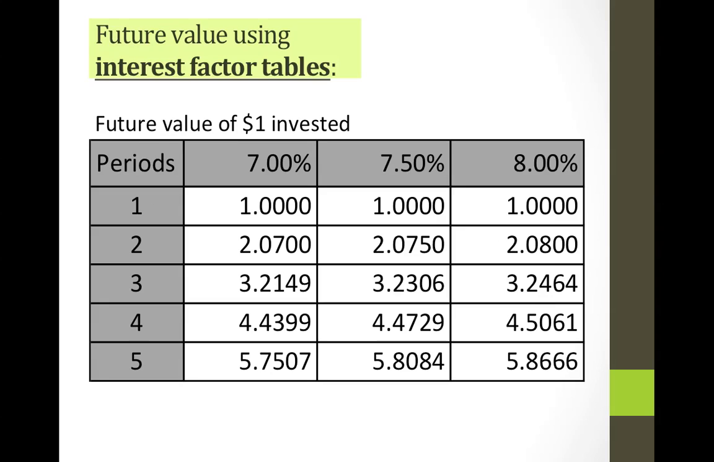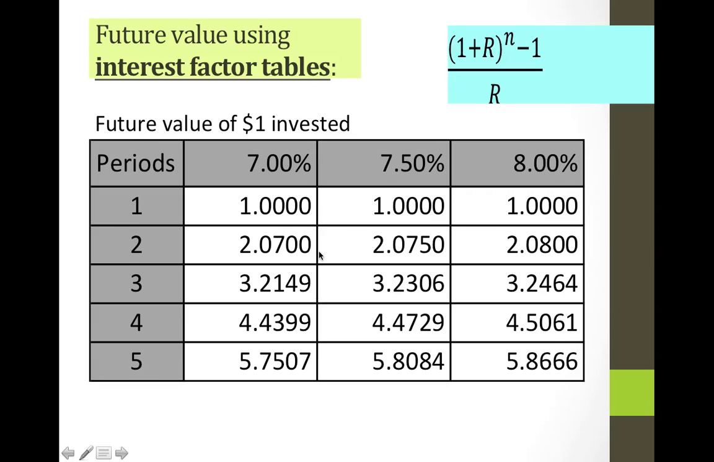So if you invest $1,000 at 8% for 3 years, the final future value for that annuity would be 1,000, because that's the amount you invest every year, times 3.2464. If you invest $500 at 7% for 2 years, the future value of that annuity would be 500 times 2.07. The formula used to calculate these interest factors is 1 plus the interest rate as a decimal to the power of how many time periods, minus 1, and that answer divided by the interest rate as a decimal.